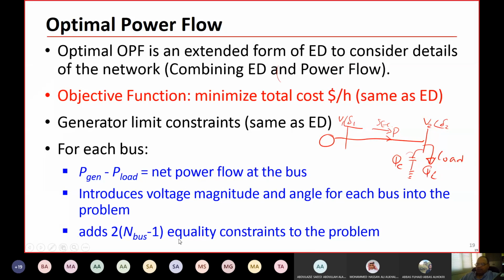Also, for the equality constraints of this problem, in all buses you have to check the voltage magnitude and angles. So in this case, you have 2 times n minus 1, except the slack bus and so on. So no need to go into details in this.